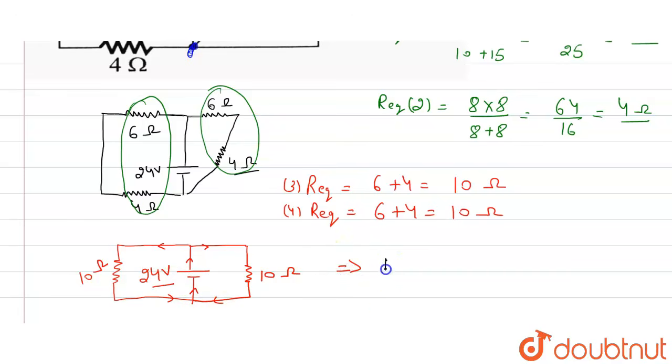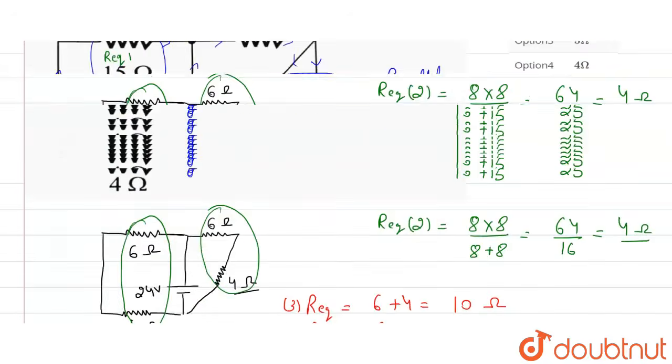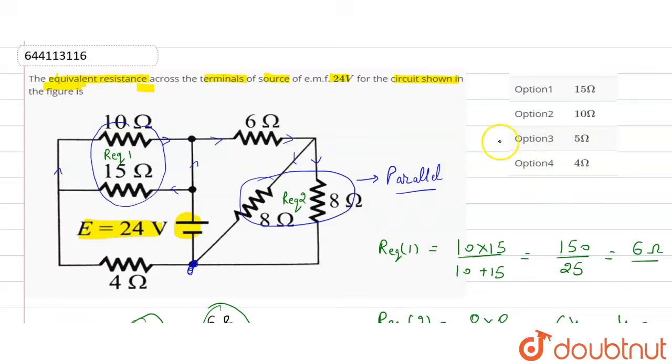If they are in parallel, we will find the final R equivalent, which will be equal to 10 into 10 upon 10 plus 10, which gives us a result of 100 upon 20, or 5 ohm. So 5 ohm will be the correct option. So option 3 is the correct answer.